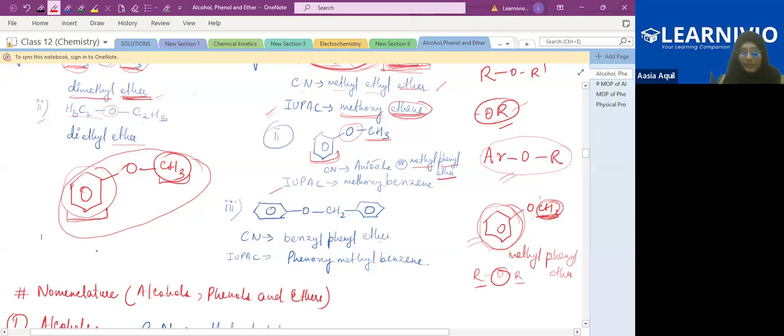So what will be the name? You write the name of the parent at the end, and you combine it with OCH3, which is the methoxy group. So the name is methoxybenzene. That is the IUPAC name. The common name is methyl phenyl ether, and commonly we call it anisole. Got it?